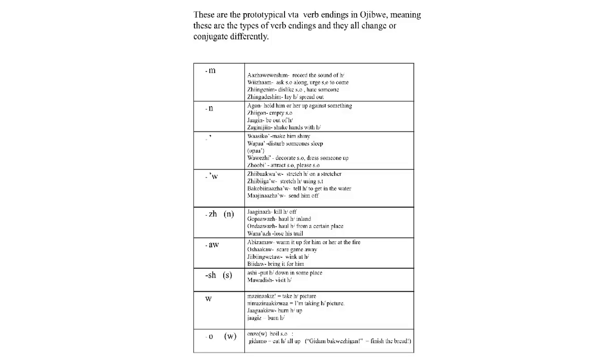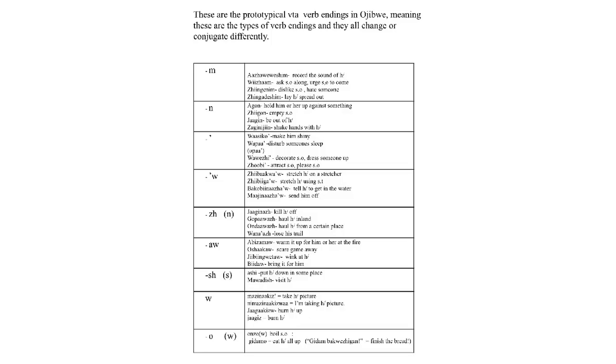I'm gonna talk about these prototypical VTA endings in Ojibwe. And here we have the different ones. I believe there's 3, 6, 7, 8, 9 prototypical endings in Ojibwe. And so we have on the top, we have ones that end in M. And remember, a VTA is action from one person to another.